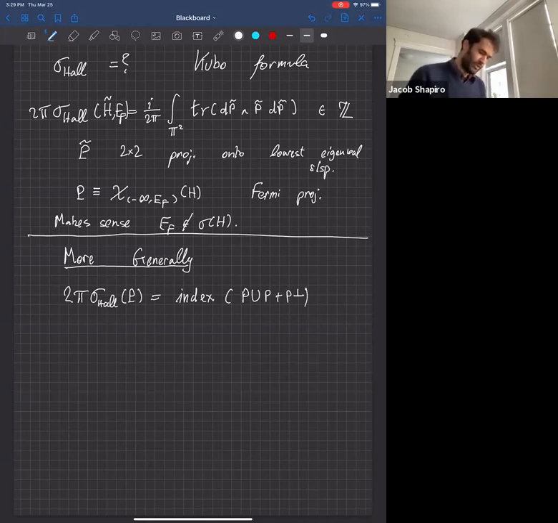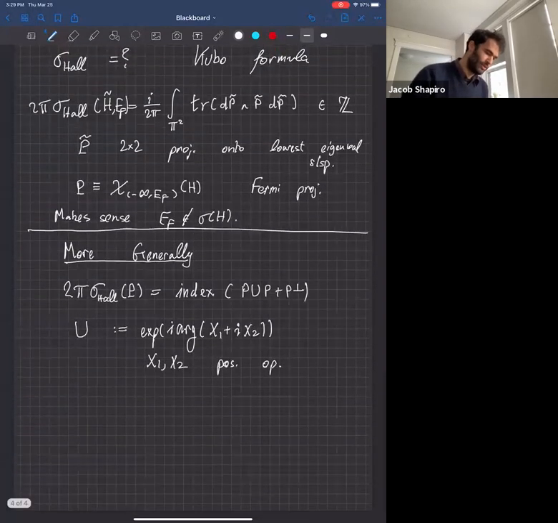And okay, P, you already know what it is. It's given by this formula. So I had to choose a Fermi energy, and I had to make sure that it doesn't sit inside the spectrum. Fine. What is U? U is a unitary multiplication operator that should be thought of as a flux insertion at the origin. So x1 and x2 are position operators in the 1 and 2 direction.